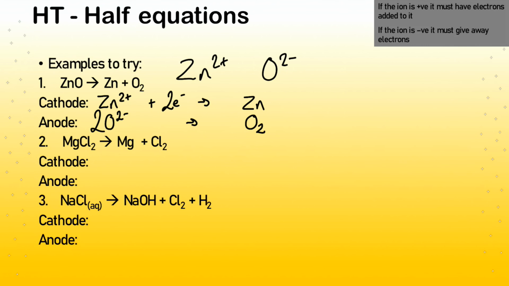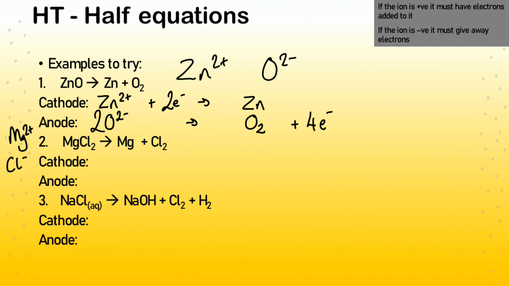For number 2, we've got magnesium, which is Mg. It's in group 2, it's 2 plus, and chlorine is minus. So at the cathode we would have the positive magnesium, Mg2 plus. It's going to make Mg, and we need to add 2 electrons to counter the 2 plus. So we end up with this.